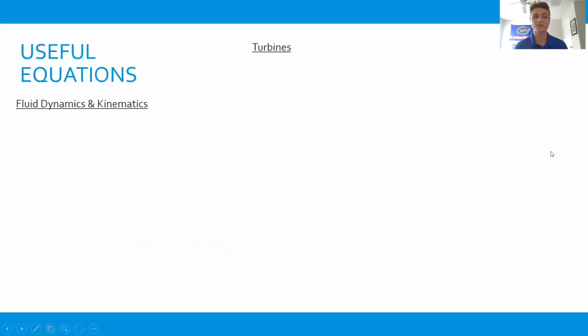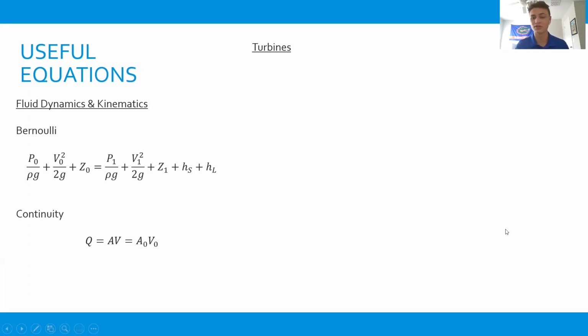Now, in solving these problems, we found that there were some very useful equations which even related back to what we were learning in the beginning of the semester. The first of which being the Bernoulli equation, although this one includes loss because oftentimes in these problems we're dealing with flow from the top of a dam all the way down to the turbine, and we get significant losses in the pipe as the fluid flows. Additionally, we have the continuity equation, which can also apply to the pipe and the fluid as it flows downward.